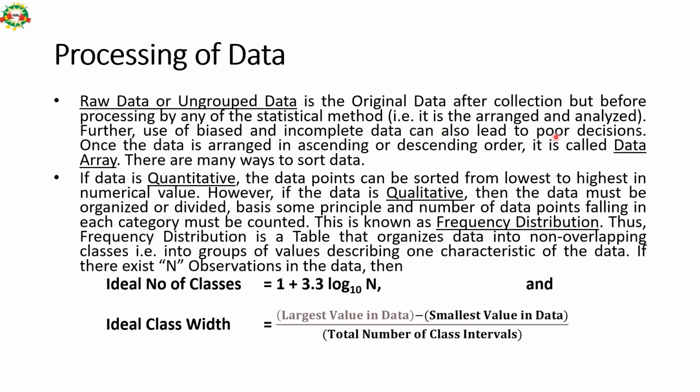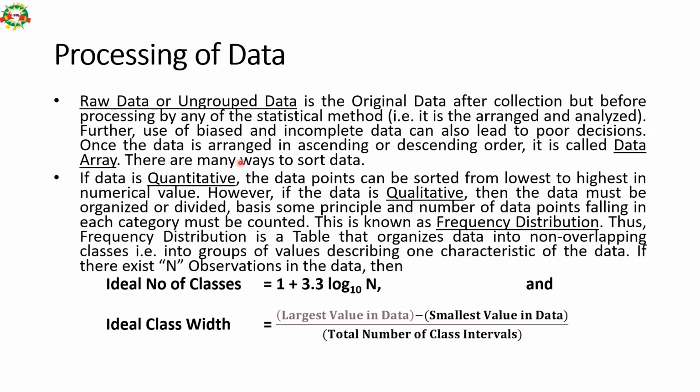that is, before it is arranged or analyzed. So the data which we gather from a primary or secondary source before arranging or analyzing it is called raw or ungrouped data. Further, use of biased and incomplete data can also lead to poor decisions.